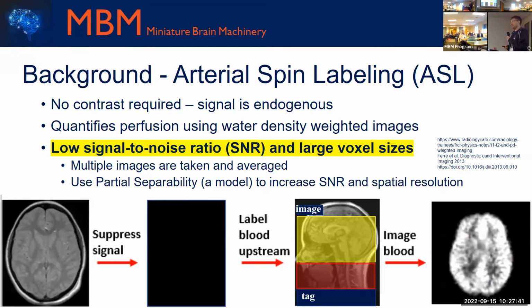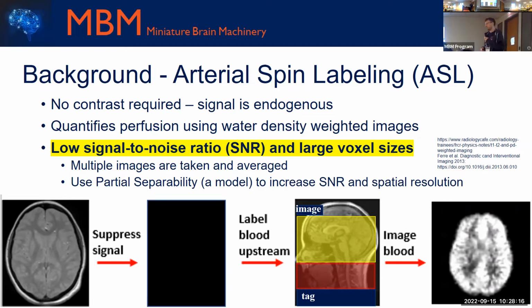In the bottom left is a water density weighted MRI image, and that's the background signal that we would get. So first we suppress that signal because we're looking for the blood, not the background, and the way we suppress this is with radio frequency pulses. And then we label the blood upstream using more RF pulses. That's the tagging slab, and then that blood has the feeding arteries that go into the brain. And then we take the image, this imaging slab, and then we get the ASL image that you see on the right.